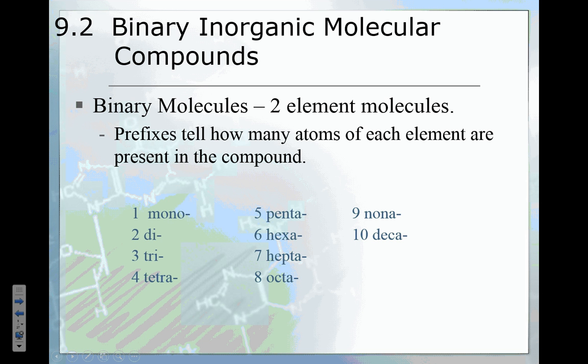So if you got 1, you use mono, 2 is di, 3 is tri, 4 is tetra, like the game Tetris, falling blocks of 4 blocks. Penta, like pentagon, 5-sided figure. Hexa, hepta is 7. Octa, like an octagon, a stop sign, is 8. Nona is 9. And deca, decade, 10 years, deca is 10.